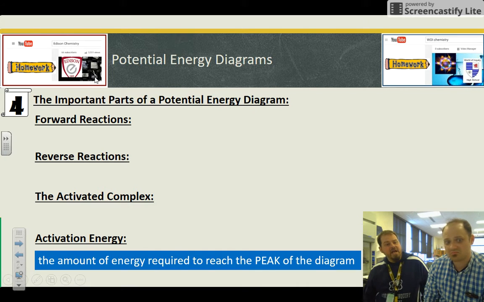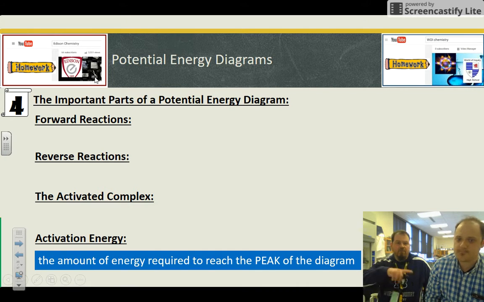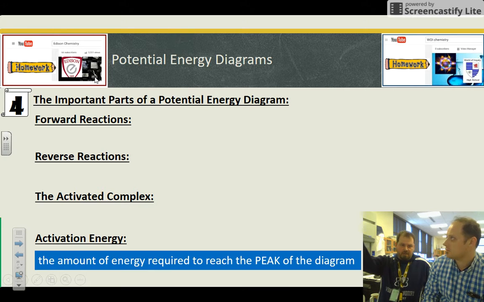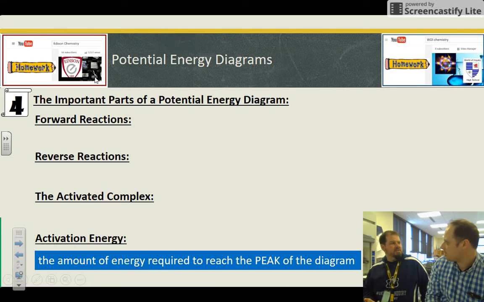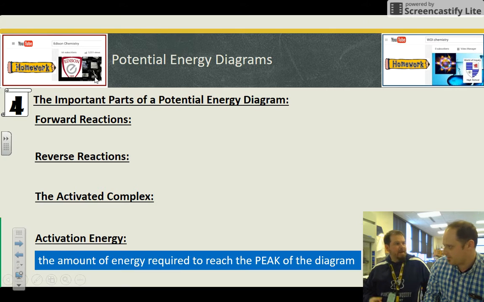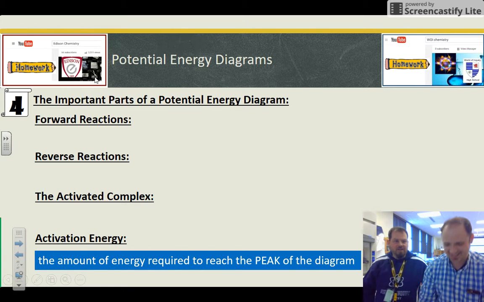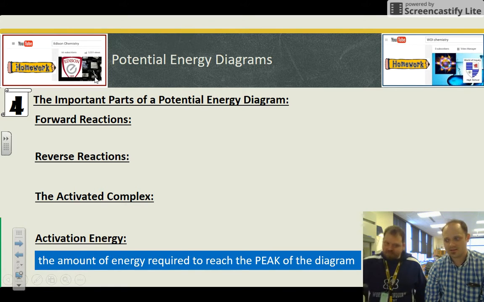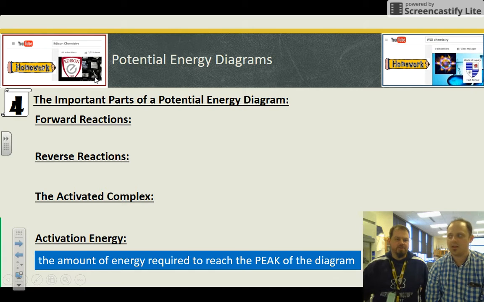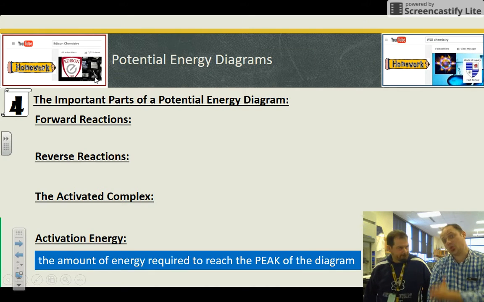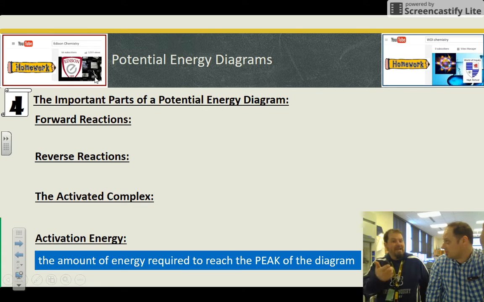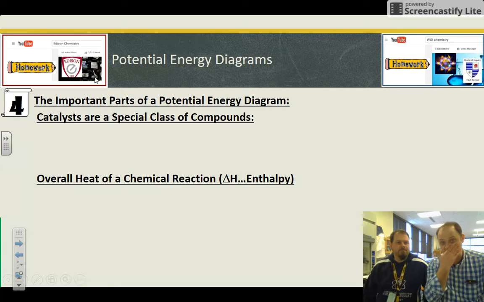The activation energy now is the energy to get me from the reactants up to the peak. I always like to think about a shopping cart, and I'm pushing it up this hill. How much energy does it take to get to the top so I can hop on and ride down the other side? Because once you get to the top, you can let go and the reaction will take off by itself. But if you don't get to the top, the reaction will never occur. That's what activation energy is and why it's important.